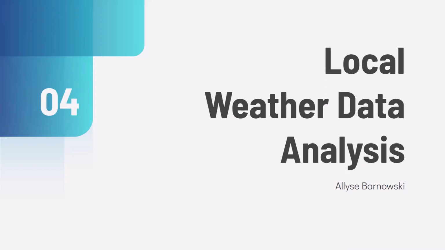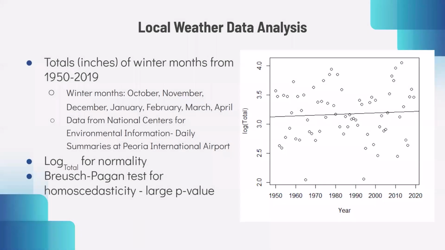In this local weather data analysis section, we will examine how snowfall trends have progressed locally in Peoria. For my local weather data analysis, I gathered the total amount of snowfall in inches for the winter months from the year 1950 to 2019. For the purpose of my analysis, the winter months is defined as October through April of the following year. I pulled all of my data from NOAA's online database using the weather station located at Peoria International Airport.